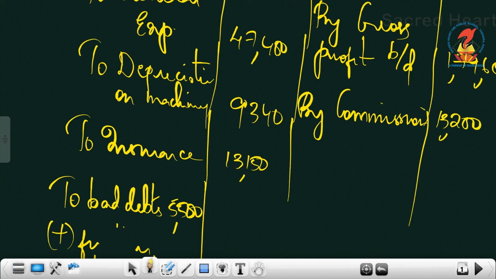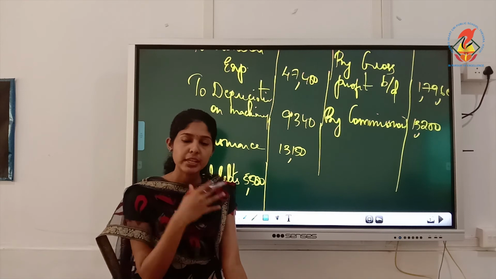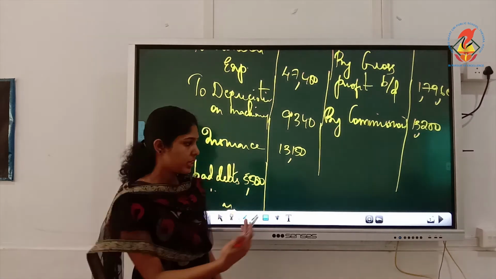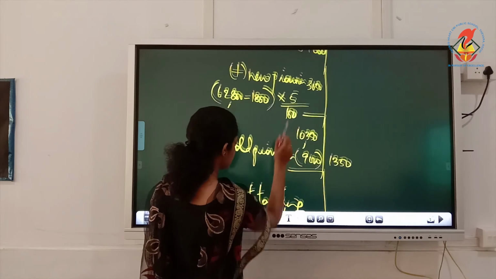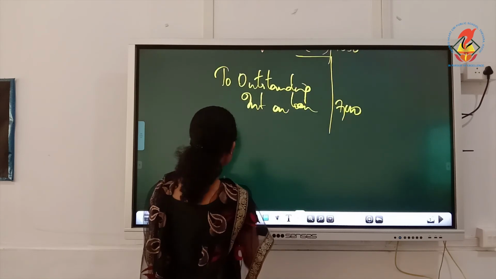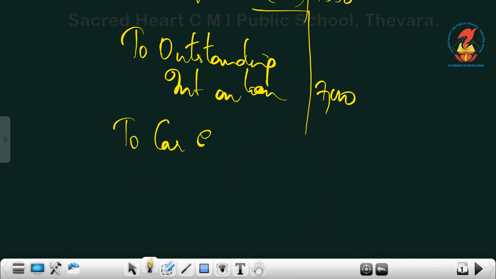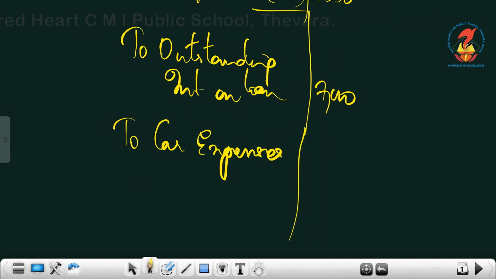Then the next is car expenses. The name itself says it's an expense, so it's an indirect expense, whereas car or motor car is an asset. Car expenses you can treat as indirect expenses. That must come here in the P&L. So to car expenses, the amount is 18,000.